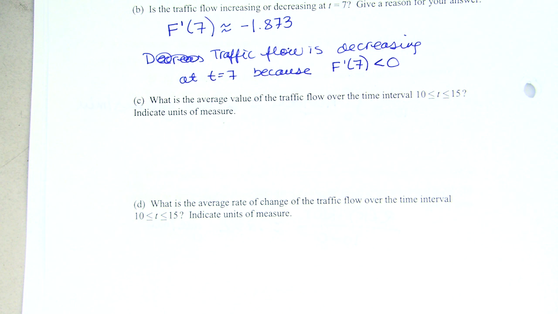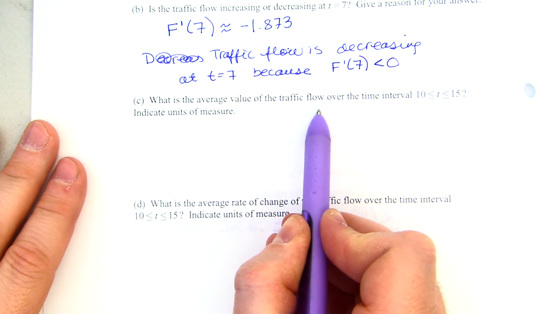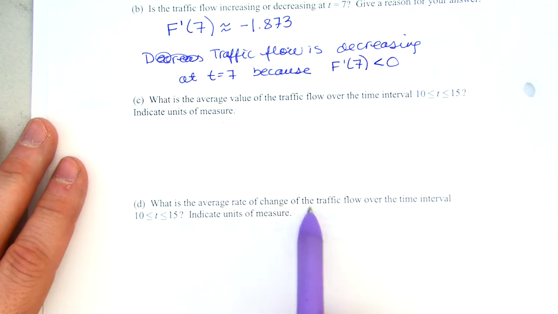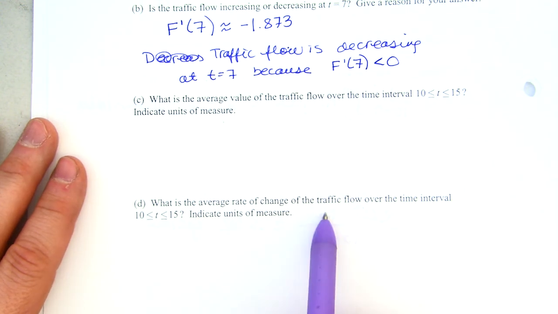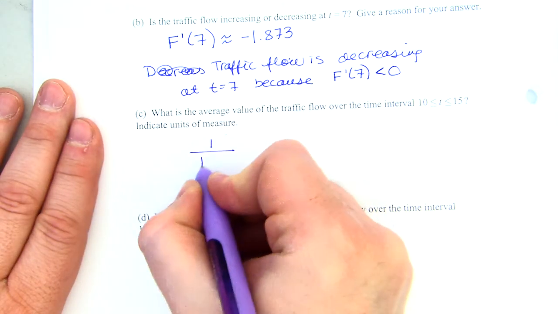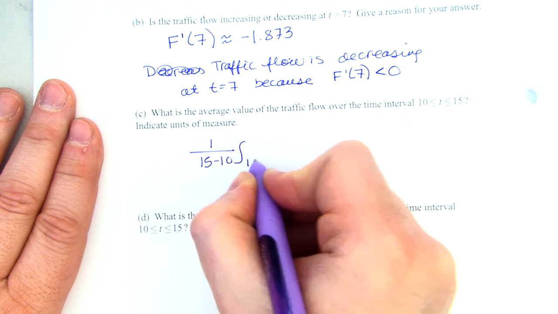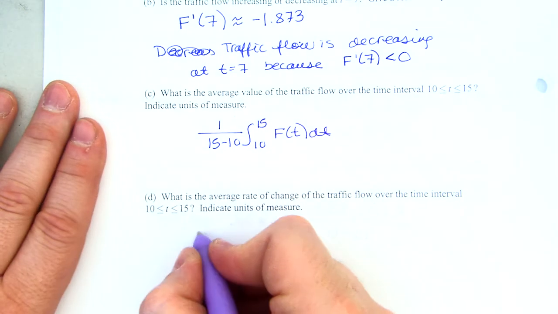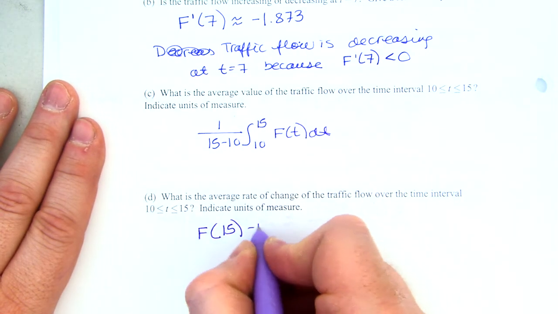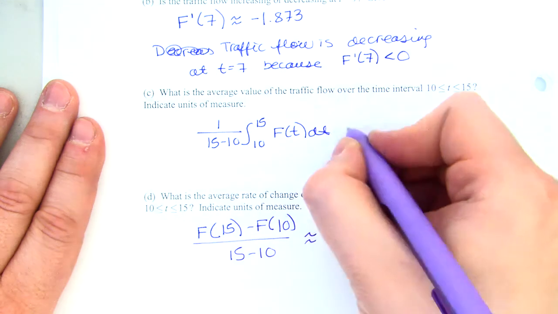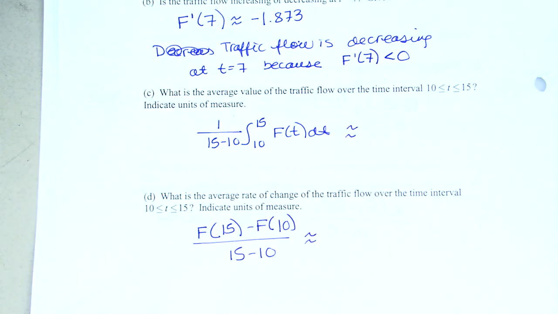Is C an integral or no? Average value of the traffic flow, you have the traffic flow. You want the average of the thing I gave you, that's the integral one. Versus you have the traffic flow, you want the average rate of change of the traffic flow, that's the f of b, well not f, but, well yeah, it is f in this problem. I think we should be doing 1 over 15 minus 10 times the integral from 10 to 15 of f of t dt. Versus part D, where you're doing the average rate of change of the function you were given, f of 15 minus f of 10 over 15 minus 10. Go get some answers and put some units on them.